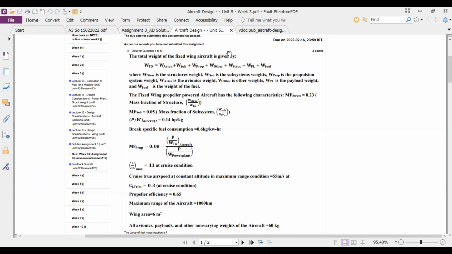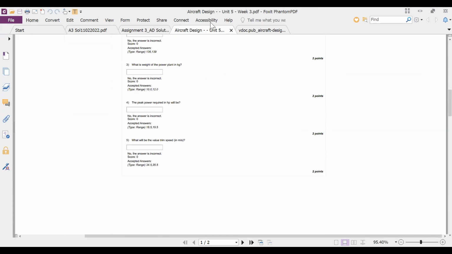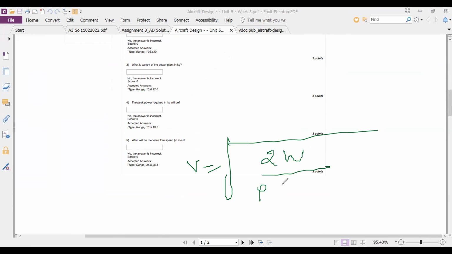Did you guys get the answer? Okay, I'll explain. The answer to the last question, which is trim speed, is almost 34, 35. How do we get this answer? We get this answer like this: square root of twice the weight divided by density, surface area, CL. S is given as 6. Rho you can take as standard.